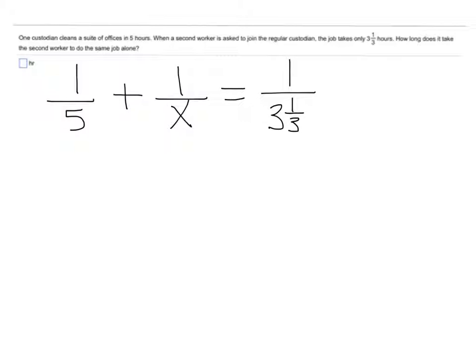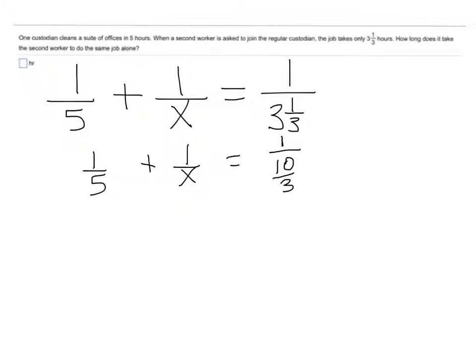So we're going to have to clean this up a bit. I don't like the 3 1/3 in the denominator of my fraction there anyway. I'm going to change that 3 1/3 into an improper fraction. So 3 times 3 is 9, plus 1 more is 10. So that's the same thing as 10 over 3. And I have 1 divided by that. And the rest of it looks the same.